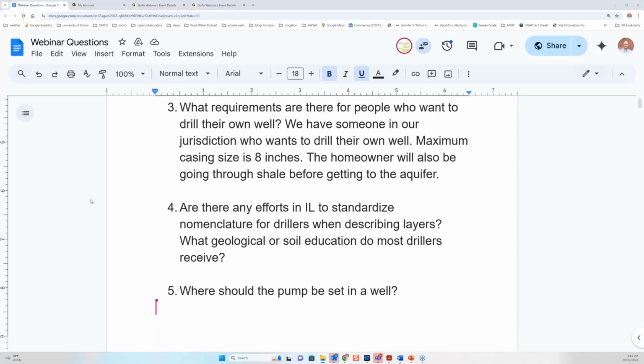Are there any efforts in Illinois to standardize nomenclature for drillers when describing layers? What geological or soil education do most drillers receive? I'm a big proponent of doing a lot more education for well drillers, because most of the situations I've had have been in Illinois, and it's honestly really frustrating to me. I know some really good drillers who I go to when I have questions, and then I have homeowners tell me their driller told them just to pour a cup of bleach down their well every month and it'd be fine.